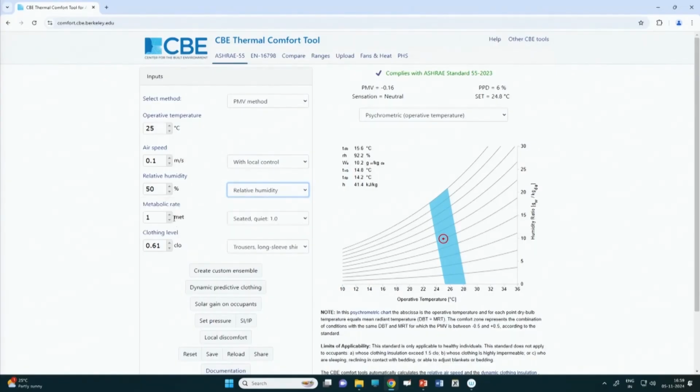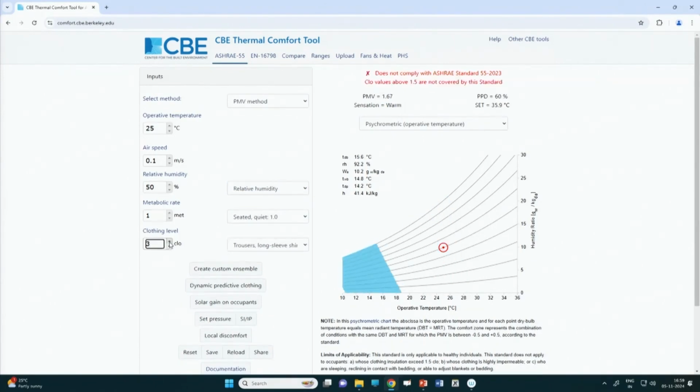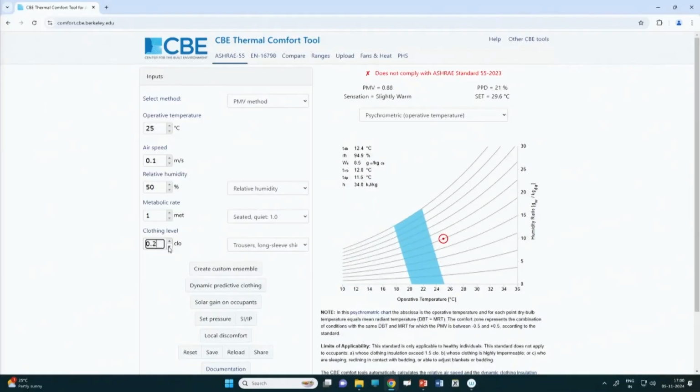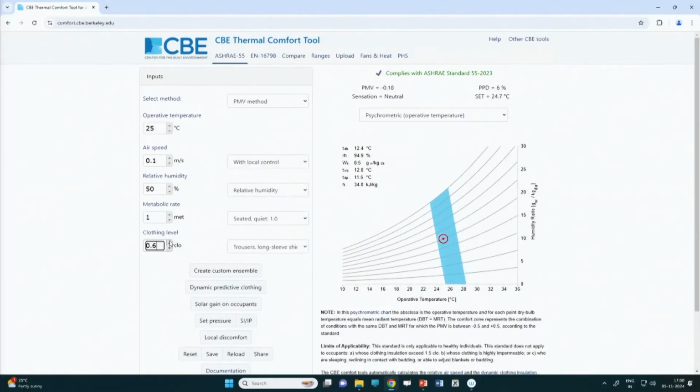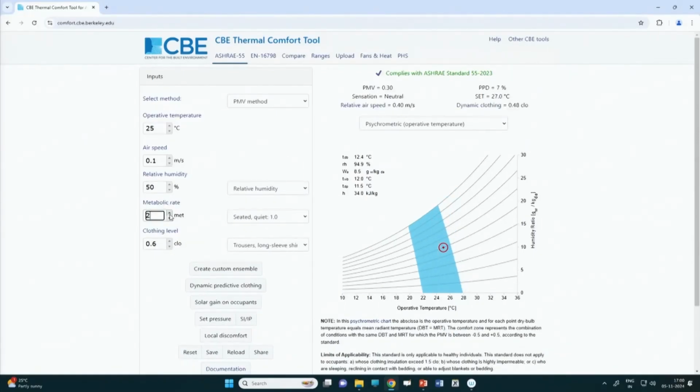Suppose I increase the clo value, instead of 0.61, suppose we go for a very high clo value. I am still here, but the comfort zone is somewhere here, this blue one. So, I may feel warm, I may feel very warm. Okay, let us go back to 0.6 or something over here. Now, if I increase the metabolic rate, I may still be neutral. If I go a little bit more, I may be slightly warm.